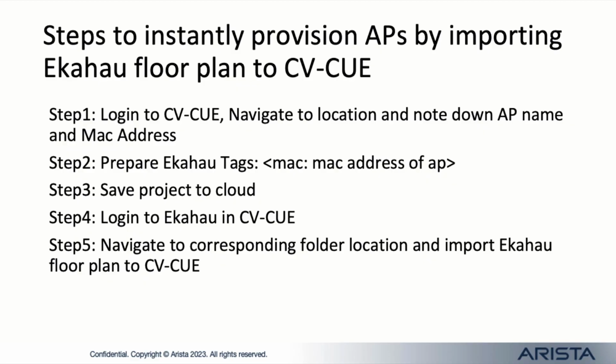For quick AP provisioning through Ekahau floor plans in CVQ, here's a step-by-step guide. Begin by logging into CVQ and selecting your preferred location. Note down the AP name and its MAC address. Next, create Ekahau tags using the format MAC:MAC address. Save your project to the cloud for accessibility.